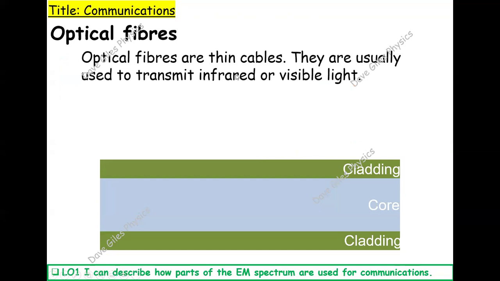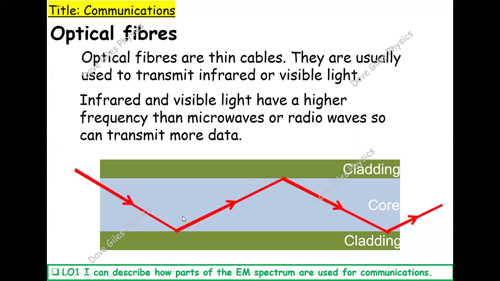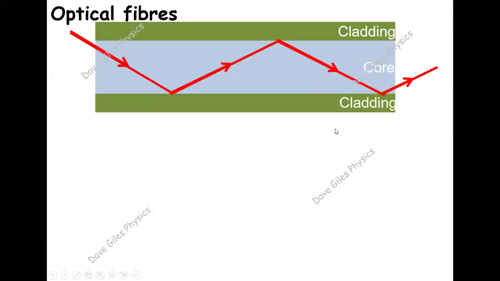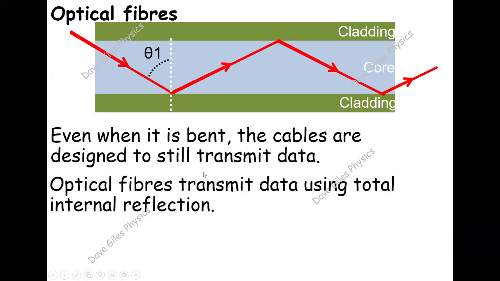So fibers are thin cables. They're usually used to transmit infrared or visible light. They have a higher frequency than microwaves or radio waves, so can transmit more data. And you've got your core here, so that's the bit where the signal travels down, and there's cladding on the outside, which basically helps it reflect the signal all the way down the cable or the fiber. So even when it is bent, the cables are designed to still transmit data.